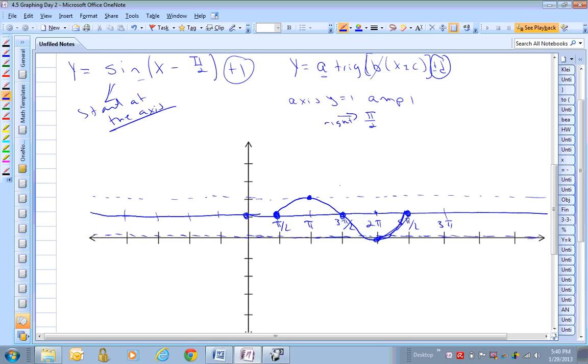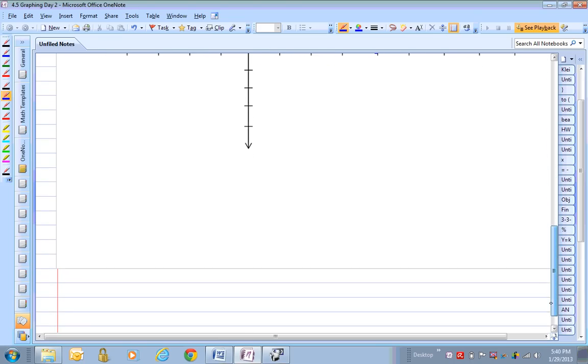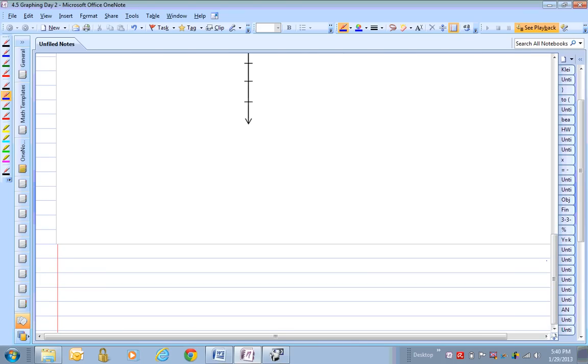All right, those are our two graphs that I'm going to give you as examples. I now have 3 equations. I need you to write down all 3 equations. And these you're going to bring to class with you so that you can work these in class. The first equation you're going to write down is y equals negative 2 sine x.